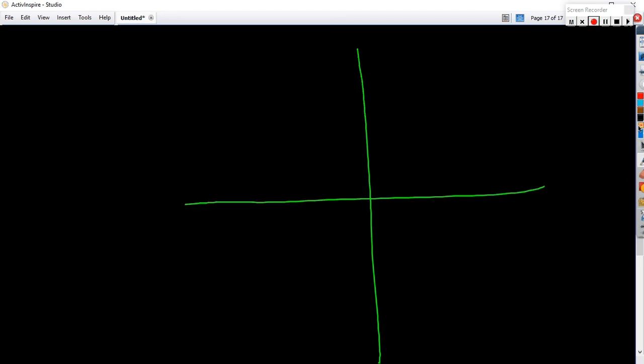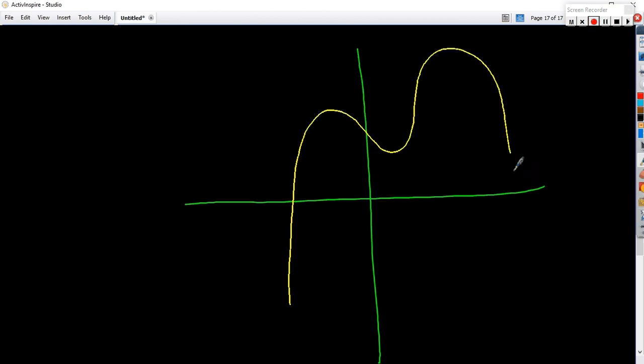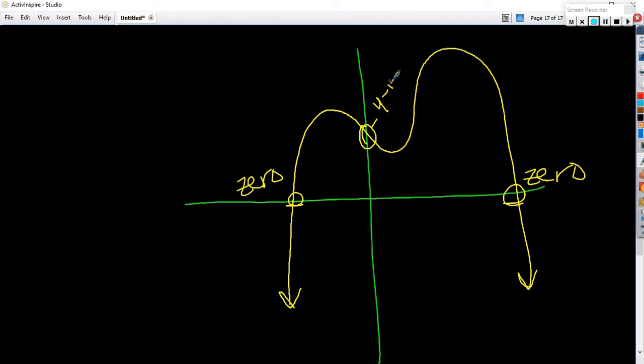Let's say, how many zeros do you see here? 2. Good job. 0 and 0. How about the y-intercept? What is a y-intercept? It's where it crosses the y-axis. You're exactly right. So now I'm going to add something.